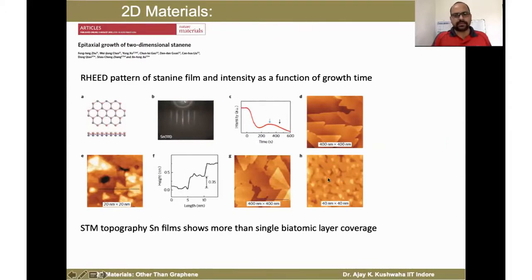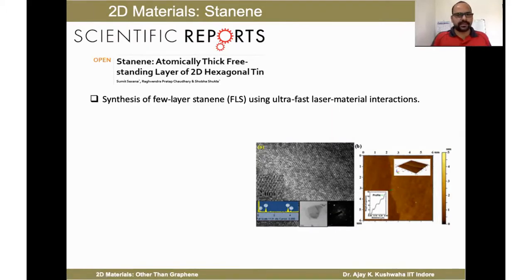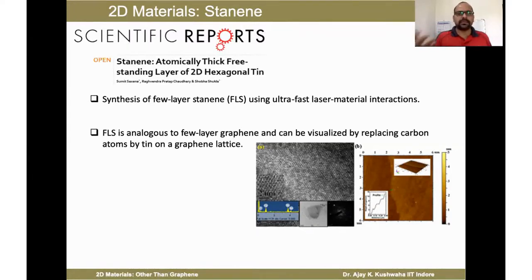Another study was published in Scientific Reports, Stanene: atomic thick freestanding layer of 2D hexagonal tin, and the synthesis was done of few-layer stanene using ultrafast laser material interaction. So laser light was interacted with the tin material, and then the material was deposited over the graphene, and they have demonstrated, let's say if you remove the carbon top surface and you just put the tin, then what are you going to achieve? That is basically a kind of stanene material.